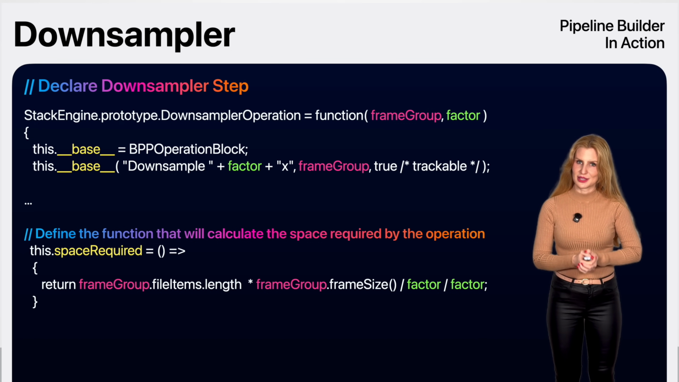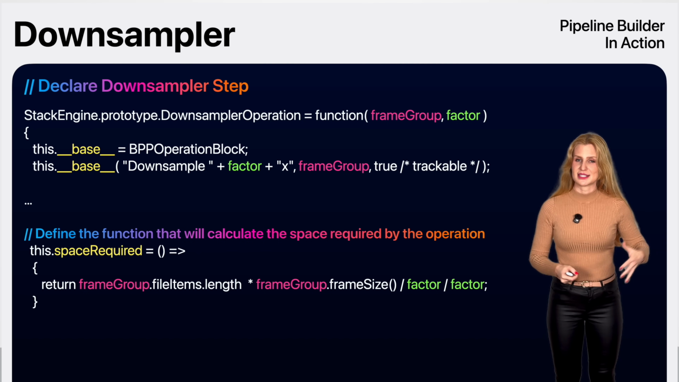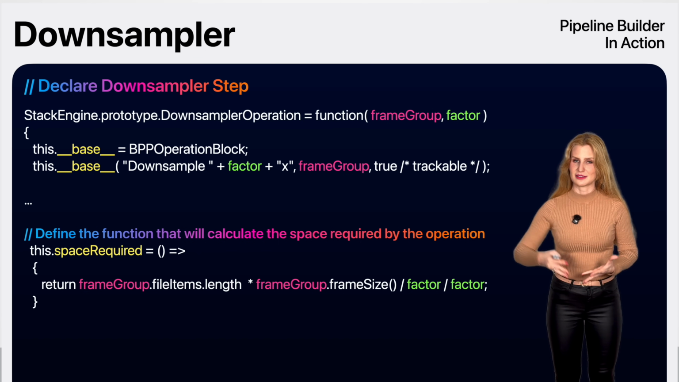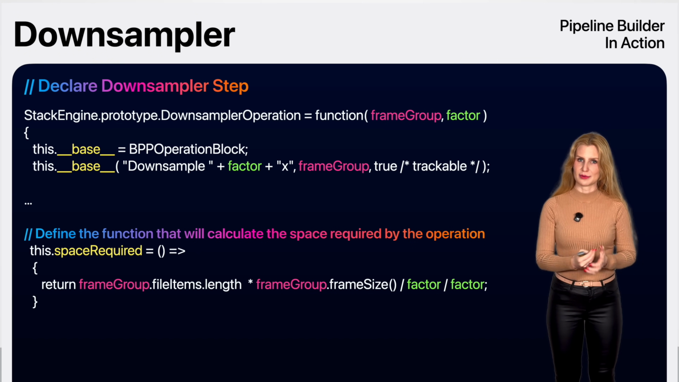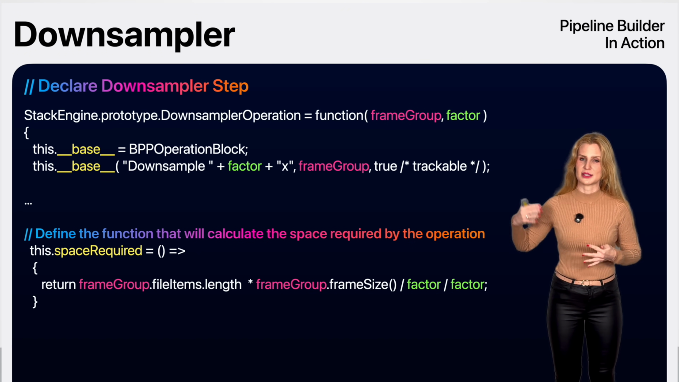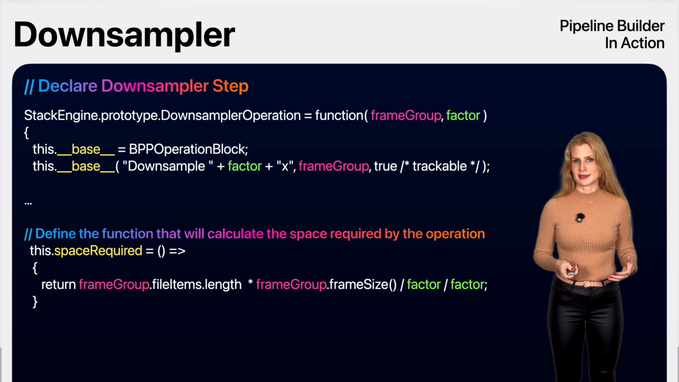So the way we're going to calculate it is we're going to check the size before, and we're just going to divide it by our sampling factor twice in a row. So if we're downsampling by 2, we're going to divide it by 2, and then we're going to divide it by 2 again, and this is how we get the correct new size.